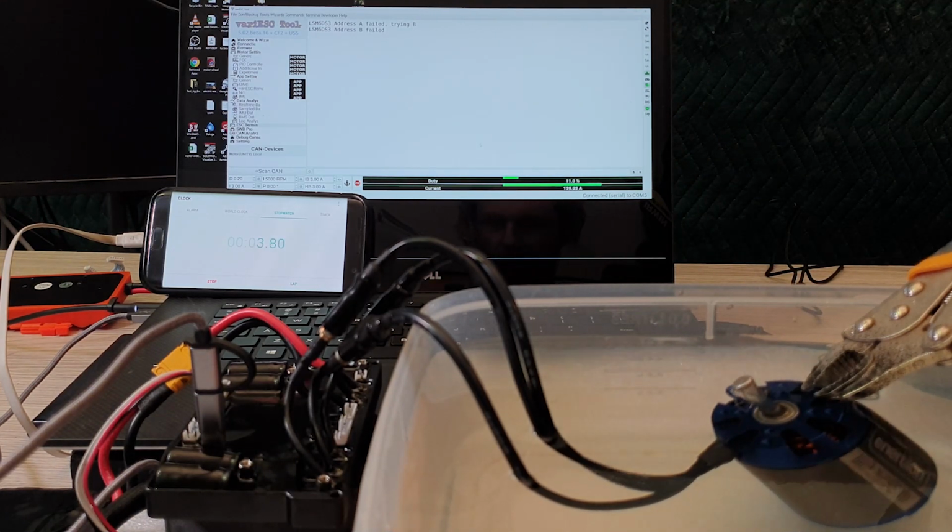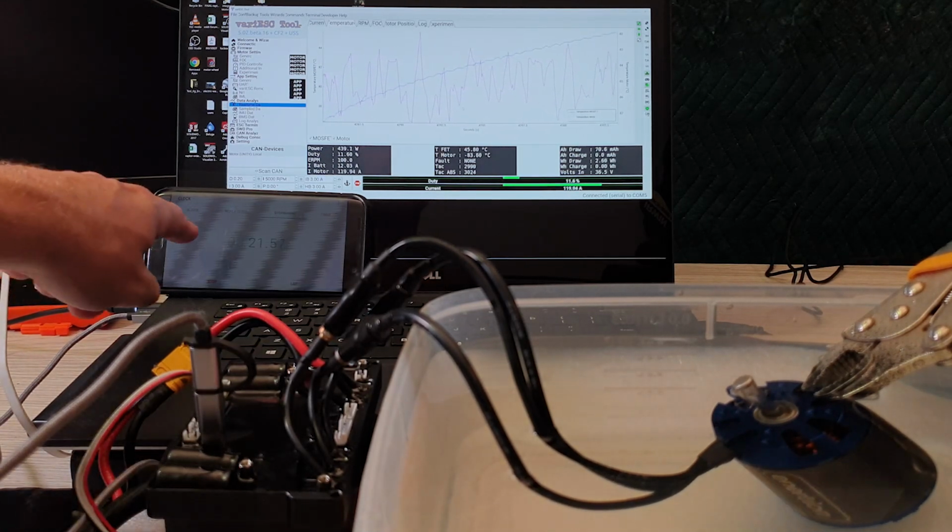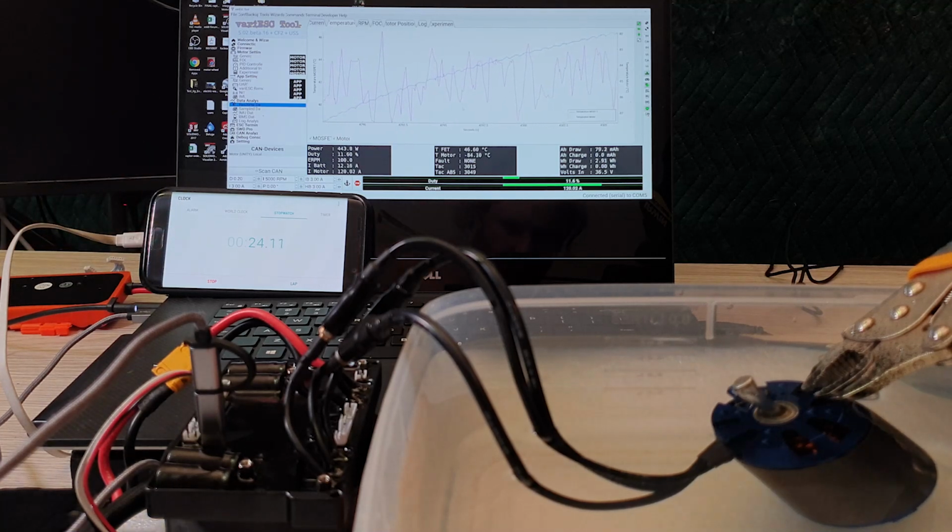Okay, motor's spinning. Let's go over to the real-time data. And we're at 40 degrees. Running 120 amps at 50 degrees, 37 seconds.